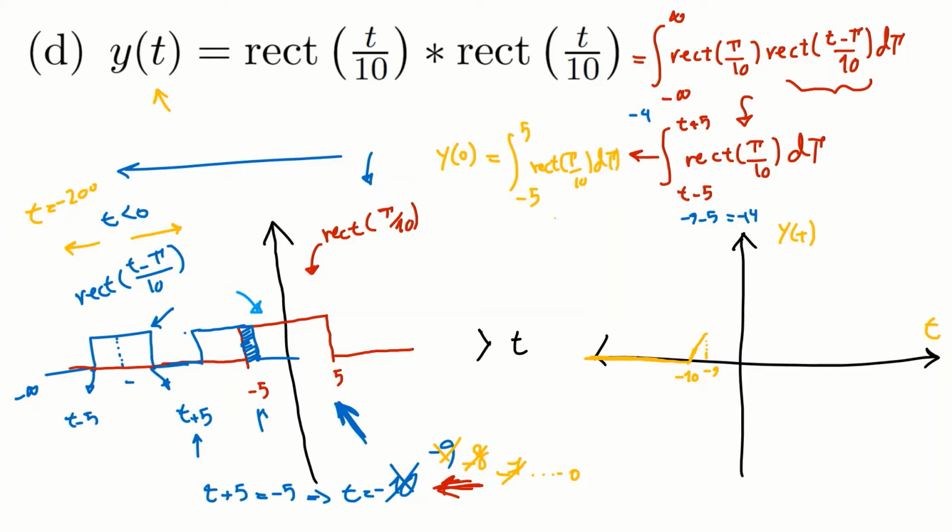d tau. And we know that the value of this signal in the whole interval from minus 5 to 5 is 1. So we have the integral of d tau from minus 5 to 5, and this is 10. So if I further shift the signal to the right, we reach the maximum overlap and the maximum value for the integral, which is 10, equal to the width of the signal.